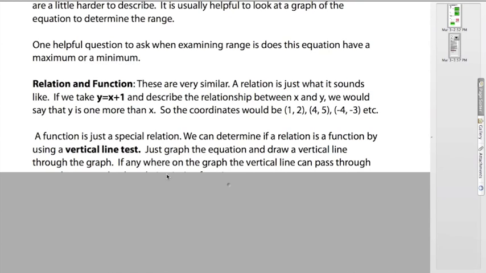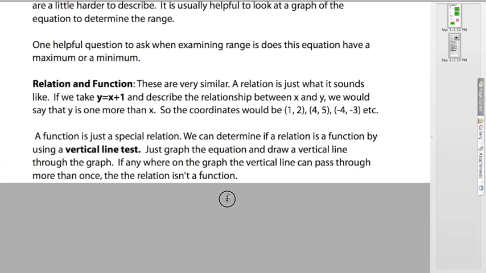That's not supposed to happen. There we go. It only touches it one time, so that makes it a function. If it passes through it more than once, okay, then that relation is not a function. And there's no special description of it. It's just not a function.